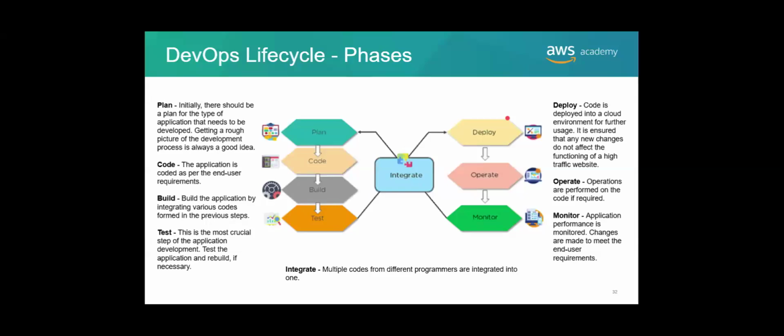Next one, build phase. Build the application by integrating various codes formed in the previous steps. Integrating means whatever we have done in the previous steps, we are going to combine. Next one.